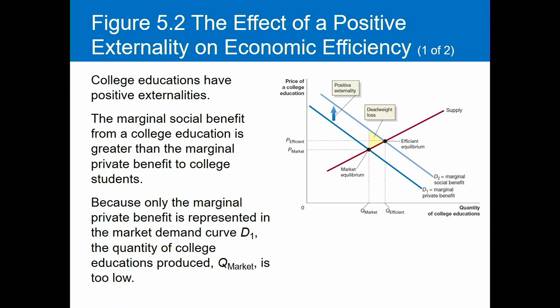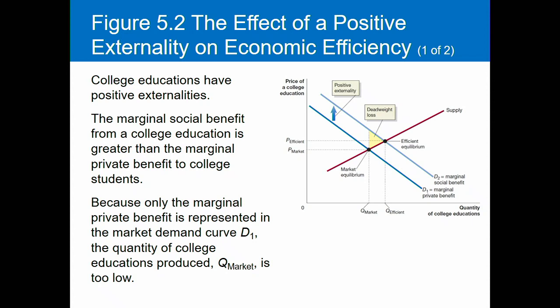So the marginal social benefit is out here at D2, whereas the marginal private benefit is at D1. There are gains to living in a society with more educated people, who are better voters and tend to have lower crime, things like that. The benefit they don't capture pushes the demand curve up to here, so the marginal social benefit is greater than the marginal private benefit. The efficient level of production is right here, where the supply curve crosses the marginal social benefit.